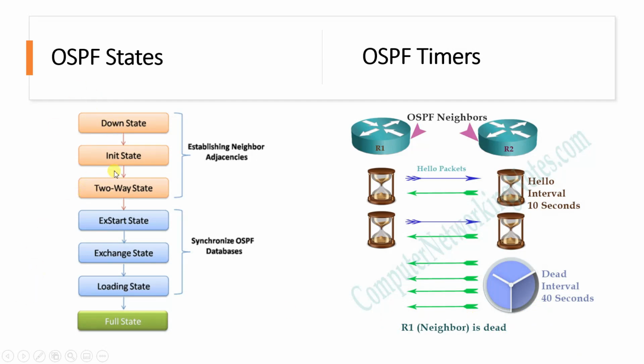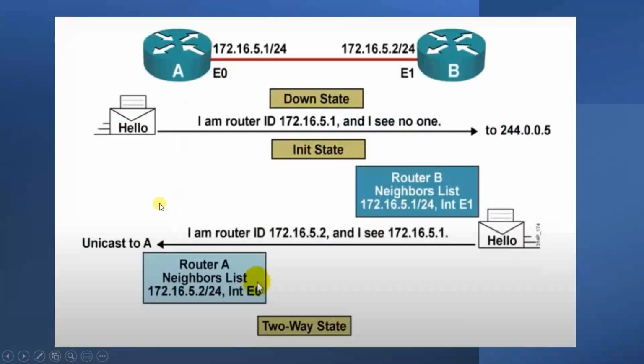Then we are going to see about states. There are 7 states in OSPF: down state, init state, and two-way state. These 3 states are used in establishing neighborship between the routers. Then exstart state, exchange state, and loading state. These 3 states are used to synchronize their OSPF database. Let's talk about the states in detail in the below slides.